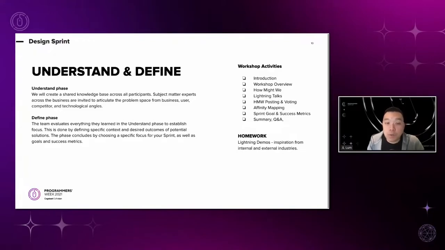We'll also go over the workshop overview, which is basically the agenda for not only today's workshop, but the following workshops to come, so that everyone is aware and knows what the expectations are of them. We have how might we's, which are a note-taking technique that we're going to use, and lightning talks. Lightning talks are when we're really just listening to the subject matter experts share their point of view on the topic or the problem that we're trying to solve. And what we're looking for is pain points that need to be addressed.